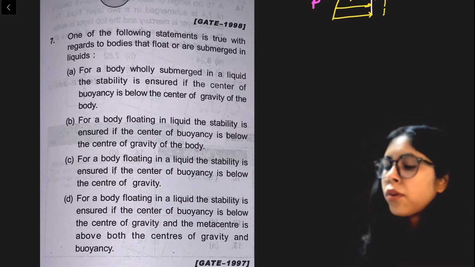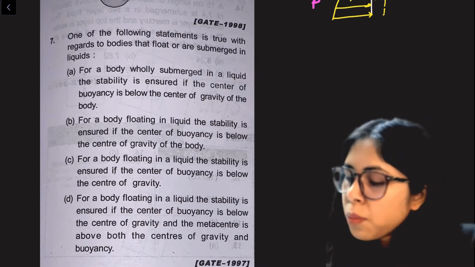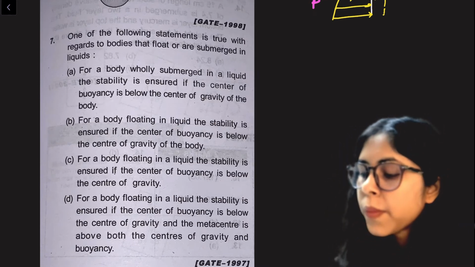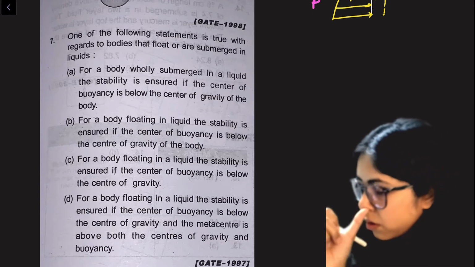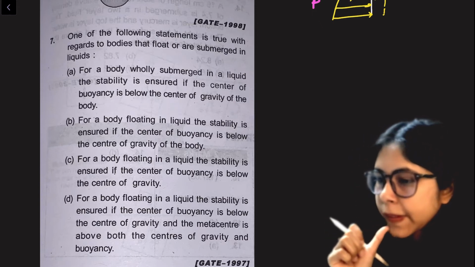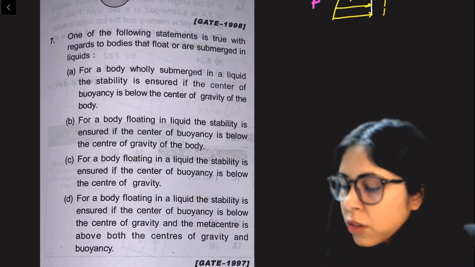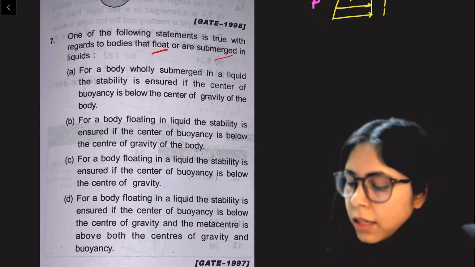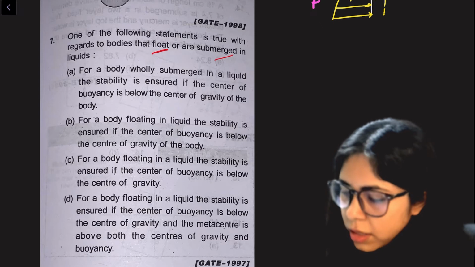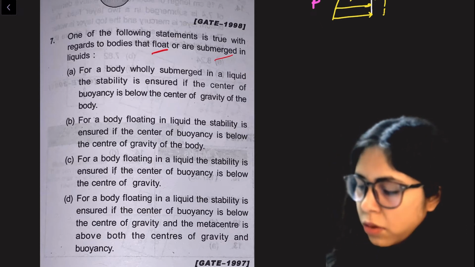One of the following statements is true with regards to bodies that float or are submerged in liquids. So it is regarding floating bodies or submerged bodies. For a body wholly submerged in a liquid, the stability is ensured if the center of buoyancy is below the center of gravity of the body.